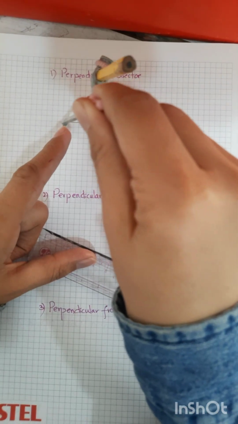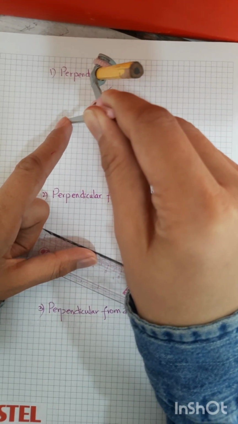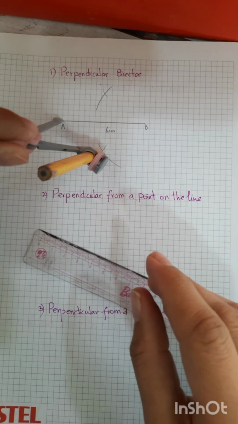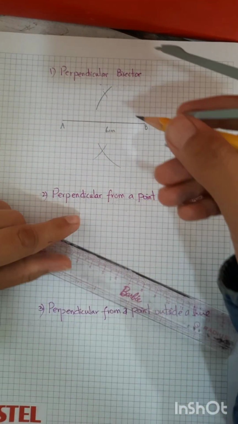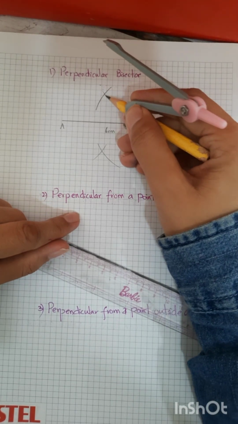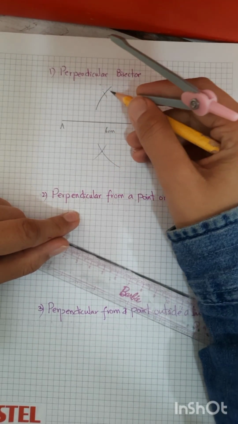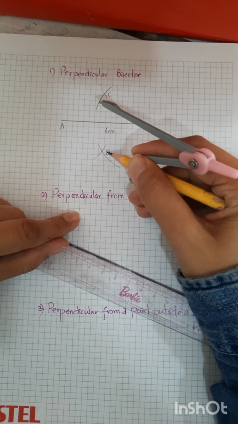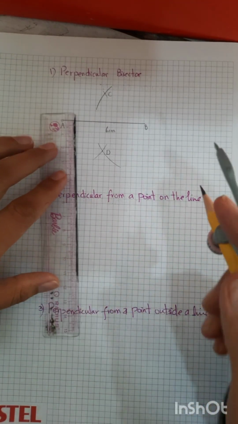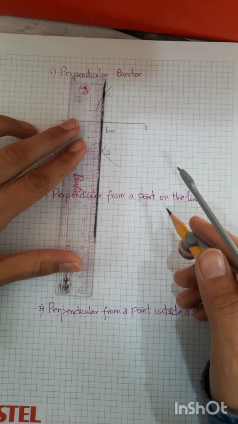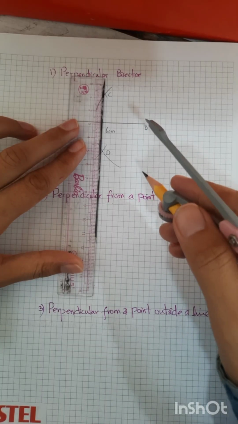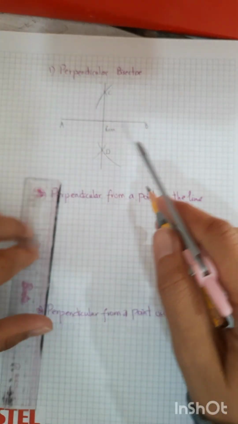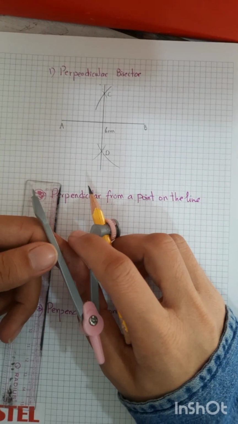Make sure you don't change the radius of the compass. You have to keep it the same, whatever you have taken in the beginning. So this is how I will do it. Now you can see I got 2 intersecting arcs. One is here, one is here. I will name this one as C, this one as D. It's up to you, whatever names you give to these points. Now the next step is to connect a line through these points like this. This is how I bisected the line.